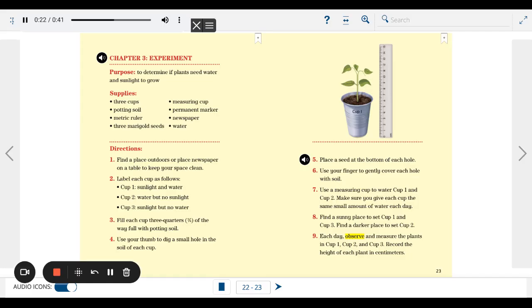8. Find a sunny place to set cup 1 and cup 3. Find a darker place to set cup 2. 9. Each day, observe and measure the plants in cup 1, cup 2, and cup 3. Record the height of each plant in centimeters.